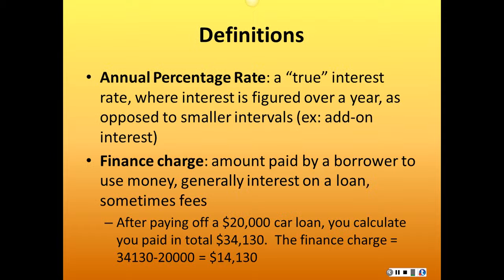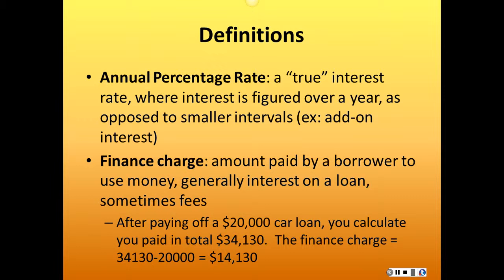A few definitions. Annual percentage rate is what's considered a true interest rate, where we consider the interest earned over a year. And it's in opposition to some of the other instances and situations we've been talking about, such as add-on interest, where we calculate interest per month, interest for a certain smaller period. So annual percentage rate is, of course, the interest rate over a year. And again, what's considered the true interest rate.